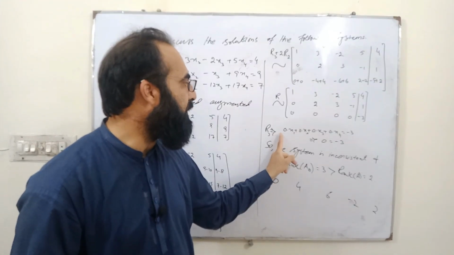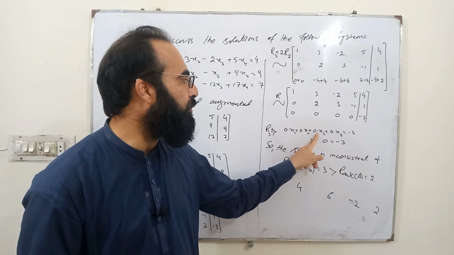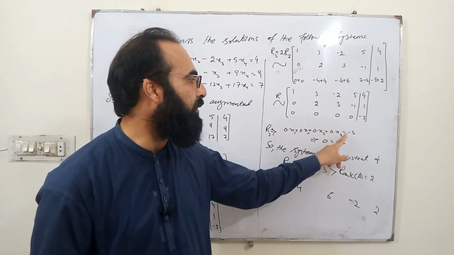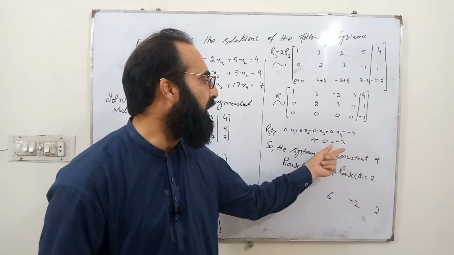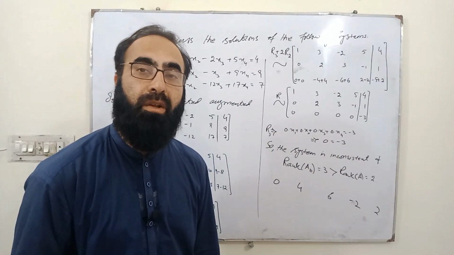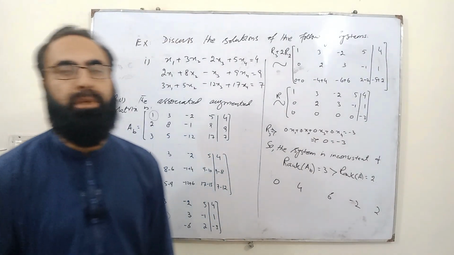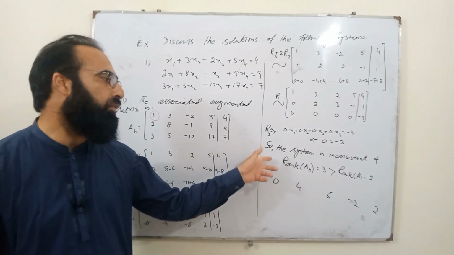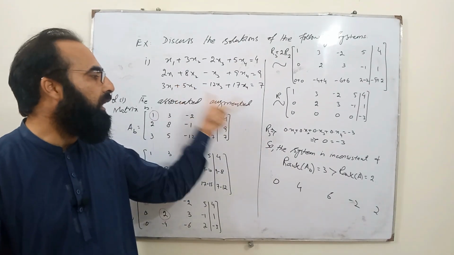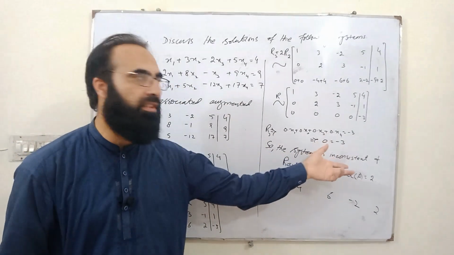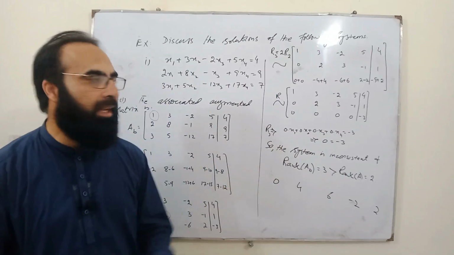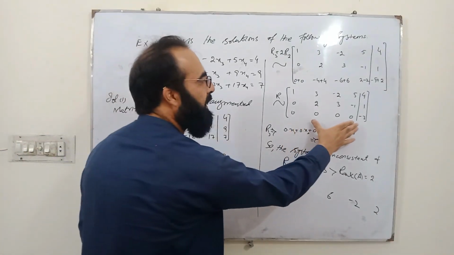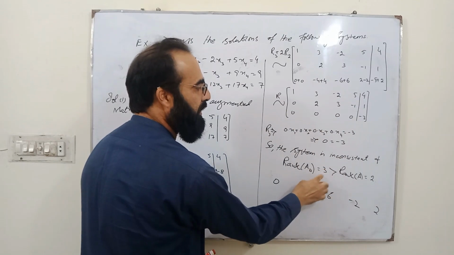So this will give us 0 into x1 plus 0 into x2 plus 0 into x3 plus 0 into x4 is equal to minus 3, gives us 0 equals minus 3, which is not an acceptable result. So this shows that the given system is basically inconsistent. And if we look at the ranks, the rank of the complete matrix is 3.